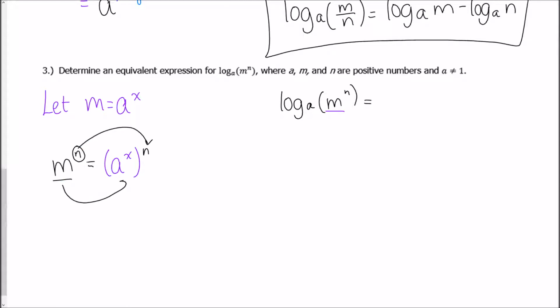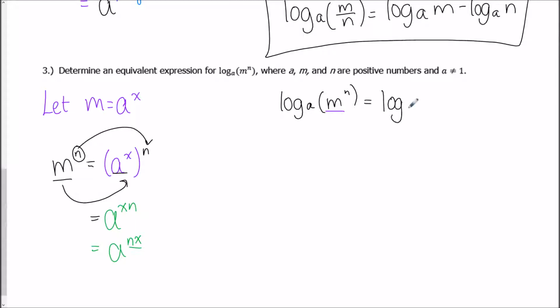Okay, so once I do that, just remember that if you have a power to a power, you need to multiply these exponents. So you get a to the power of x times n, or we could just say a to the power of n times x. It does not matter what order you put it in. I'm going to put it in this order just to see things a little bit more clearly for what we're going to do next, okay?